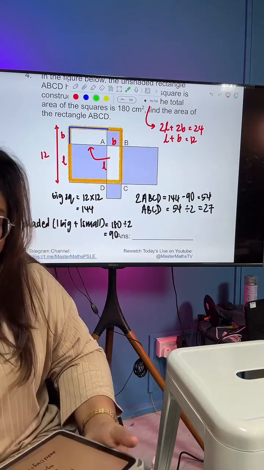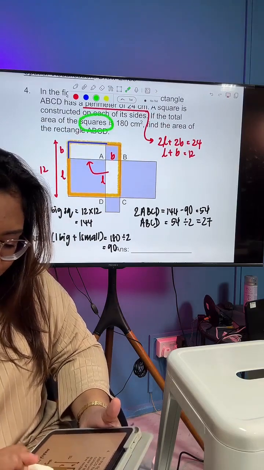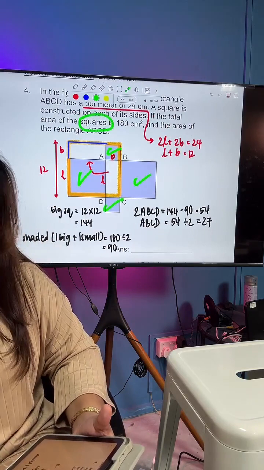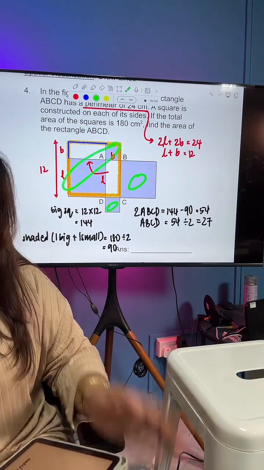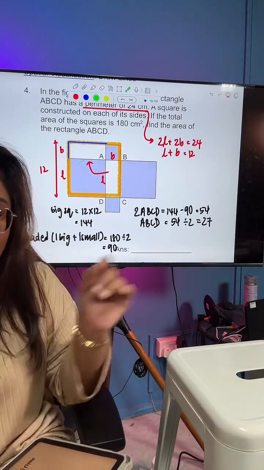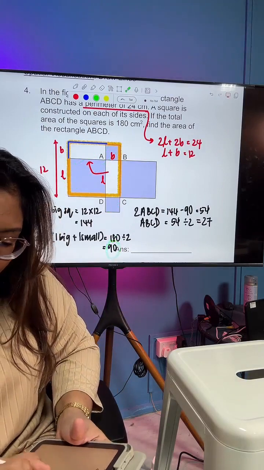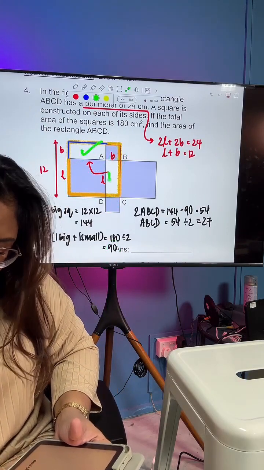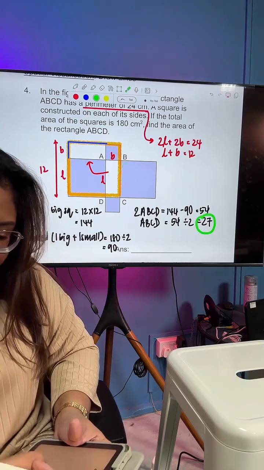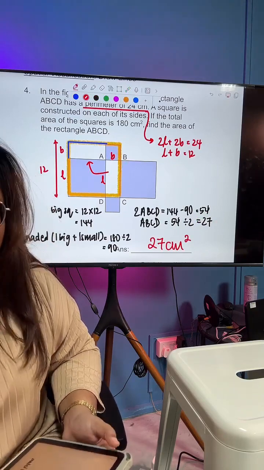Why 180 divided by 2? Because it says the total area of the squares, which means this is 180. I only want one group. So this is one group, another group. So divide by 2. 2 groups, okay? 1 big, 1 small, 1 big, 1 small. That's why divide by 2, 90. So 144 minus 90, answer 54. Divide by 2 to give us 27. So final answer, 27 cm square.